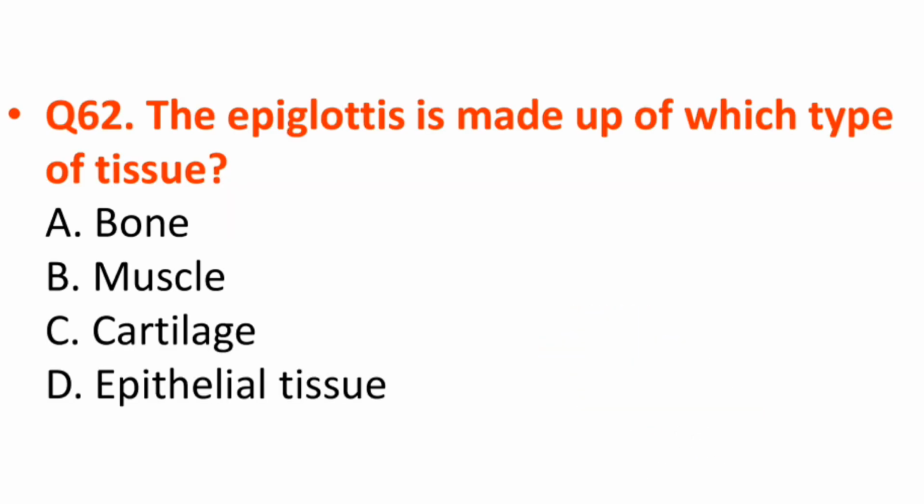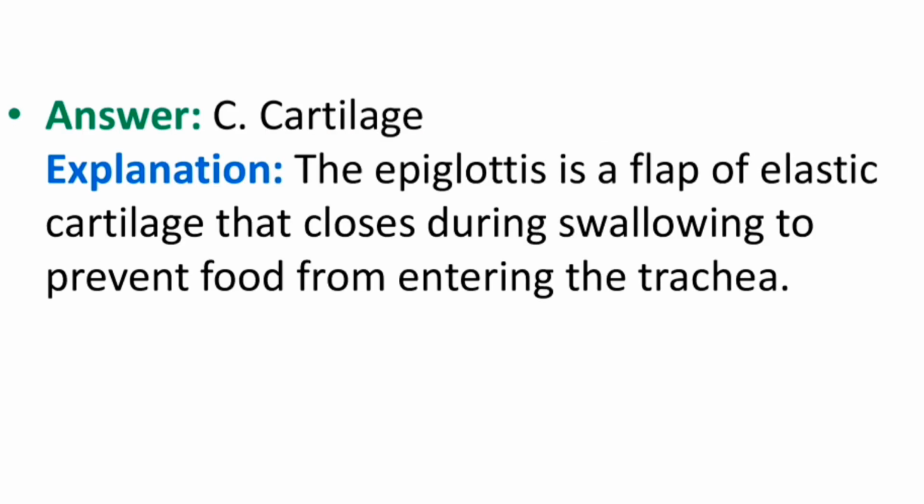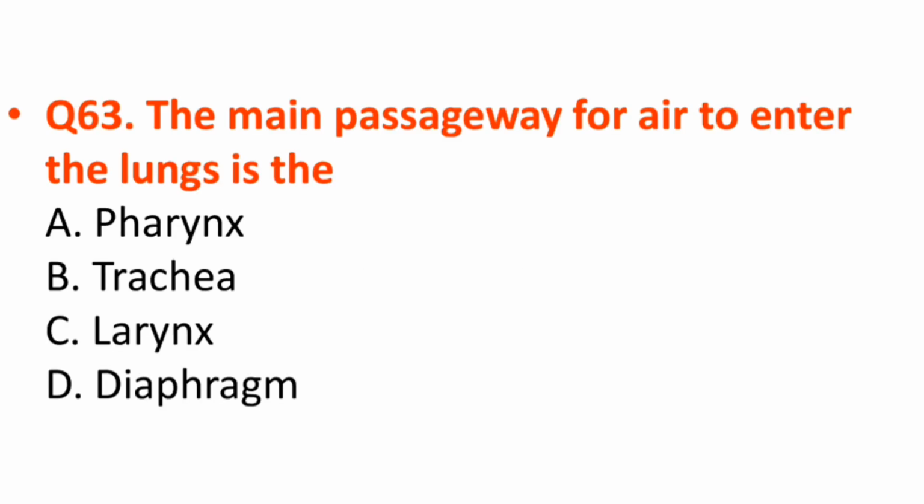The epiglottis is made up of which type of tissue? Option A bone, option B muscle, option C cartilage, option D epithelial tissue. The correct answer is option C cartilage. The epiglottis is a flap of elastic cartilage that closes during swallowing to prevent food from entering the trachea.